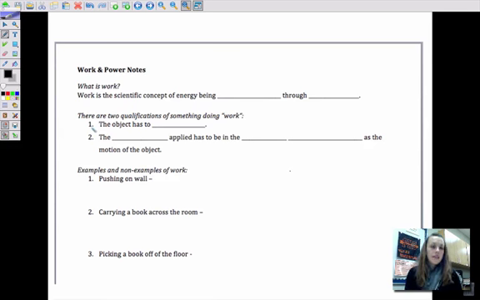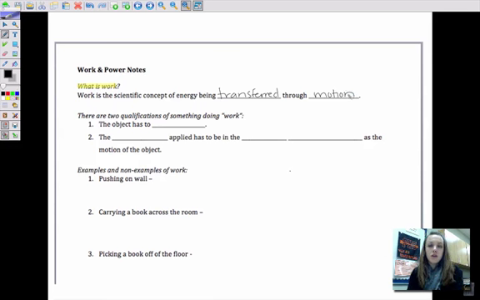Our last target is analyzing the scientific concepts of work and power. And in order to do that, we first need to answer the question, what is work? Well, work is the scientific concept of energy being transferred through motion.